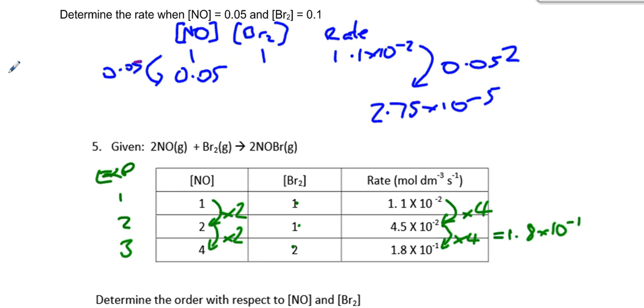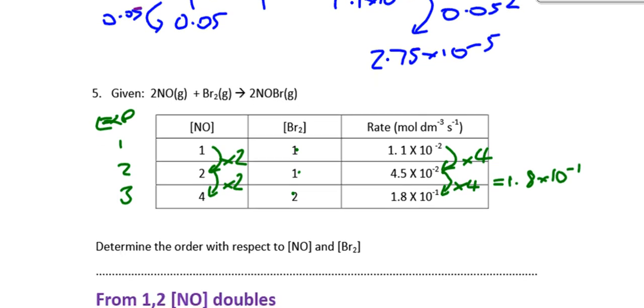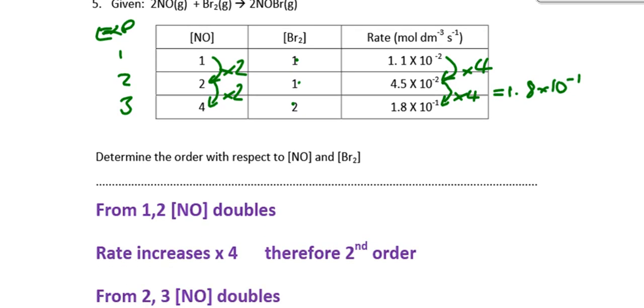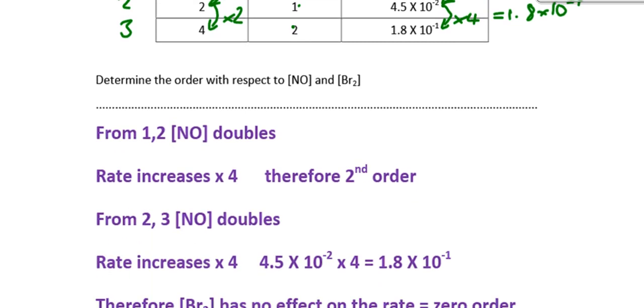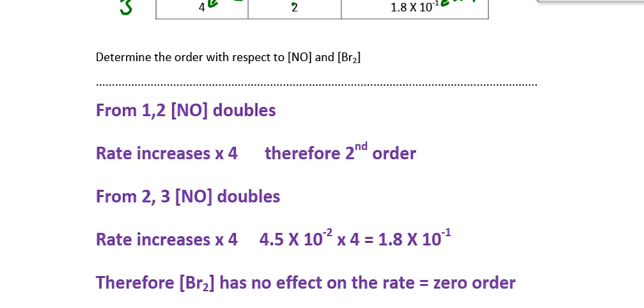Just quickly, I'll run down the bottom here how you put that question. Determine the order with respect to NO and Br2. So I've said from experiment 1 and 2, NO doubles, rate increases by 4, therefore second order. And the next one, from experiment 2 and 3, NO doubles, rate increases by 4. So we're doing that check, aren't we? There's no increase outside of the increase from NO, so therefore Br2 has no effect on the rate and is equal to zero order.